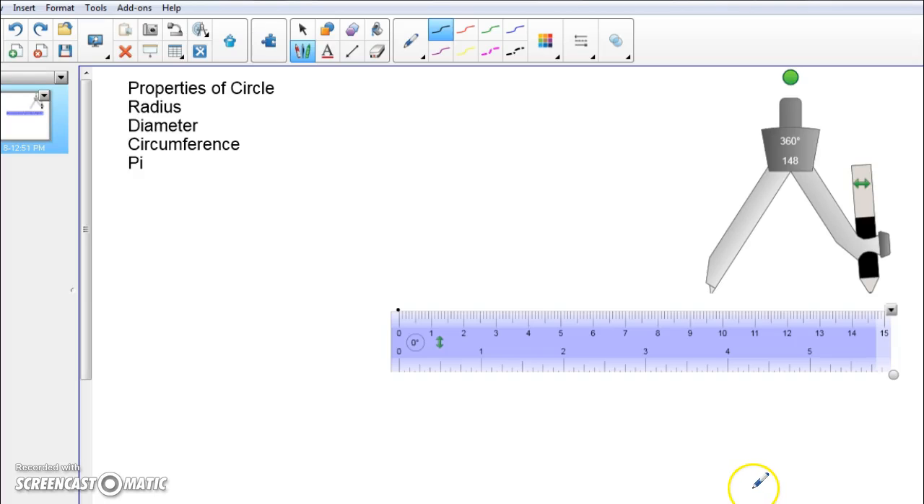So let's look at some of the properties of a circle. If we start off with a single point on the page, we can imagine taking this point and going out a fixed distance, say 5 centimeters. Now if you picture that, that would be a line that is drawn out from here.